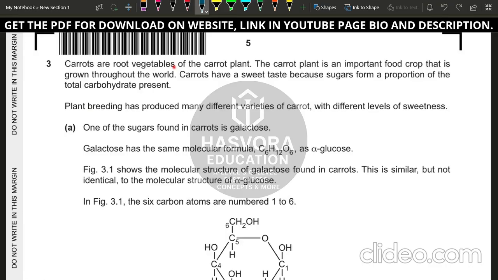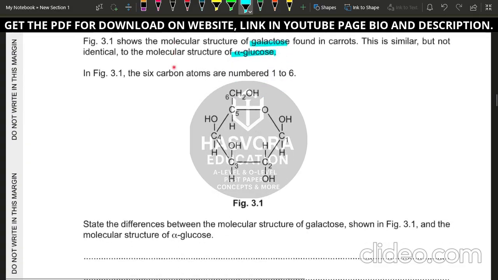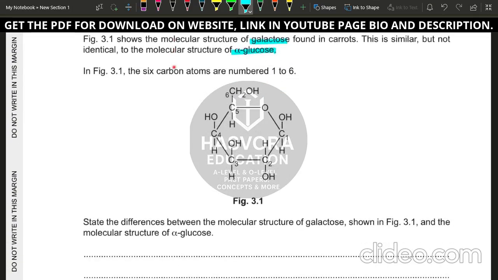One of the sugars found in the carrots is galactose. Galactose has the same molecular formula, and by the way, you should know that all of the monosaccharides have the same molecular formula as alpha glucose, but their arrangement is a little bit different. Figure 3.1 shows the molecular structure of the galactose found in the carrot. This is similar but not identical to the molecular structure of alpha glucose. You can see that here the OH groups are inverted.